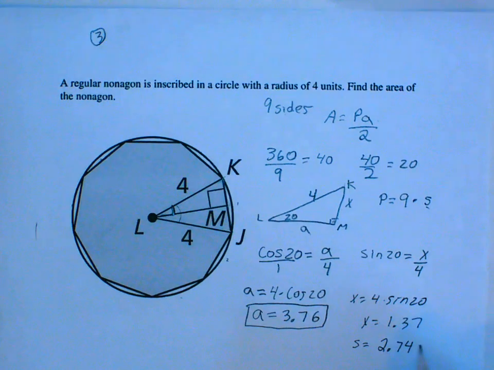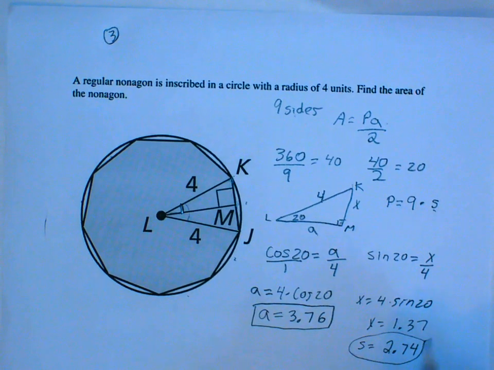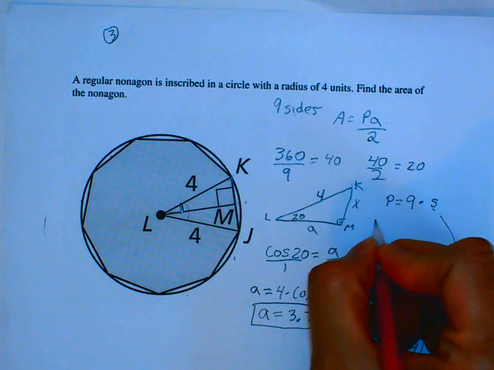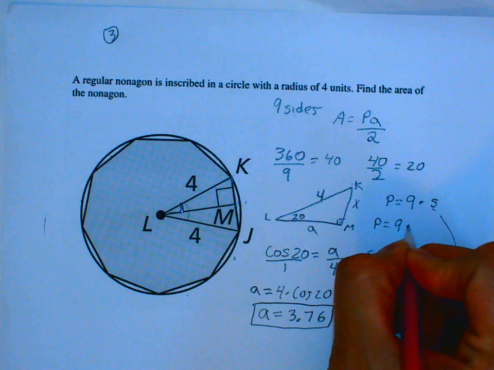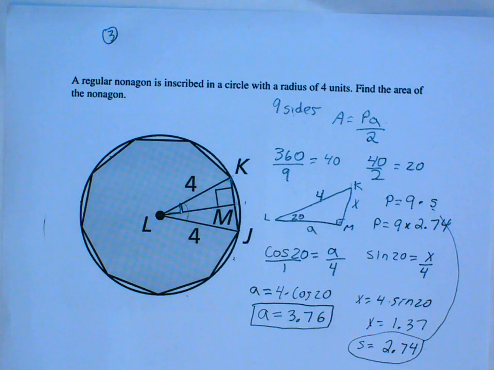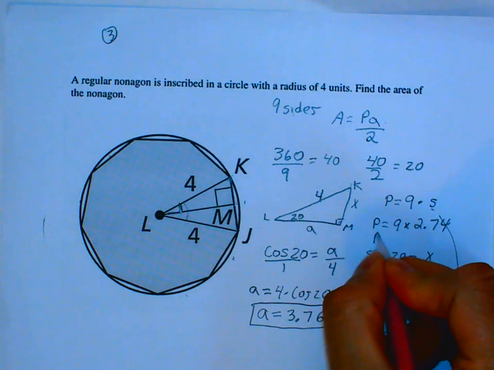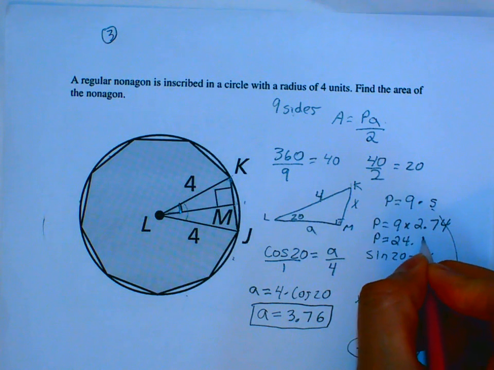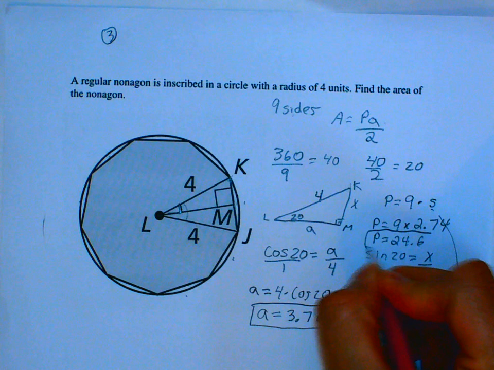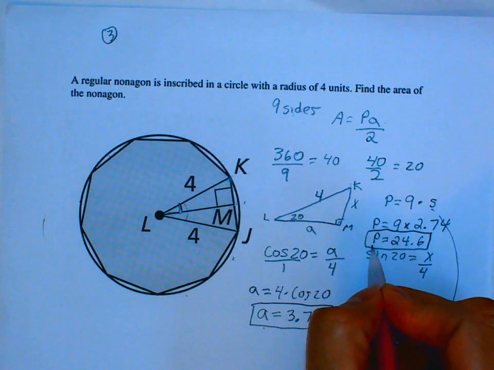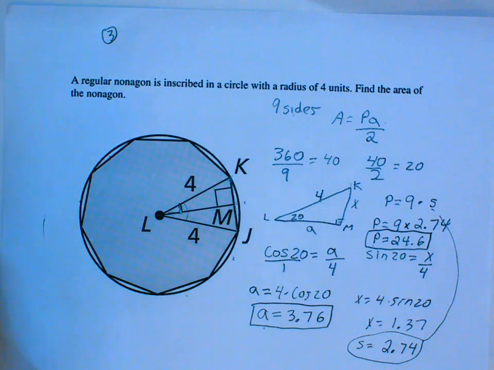Now, what am I going to do with that? I'm going to multiply this by 9, because that's what's going to give me the perimeter. So 9 multiplied by 2.74. And that's going to give me a perimeter of 24.6. So now that I know my apothem and my perimeter, I can find the area now.